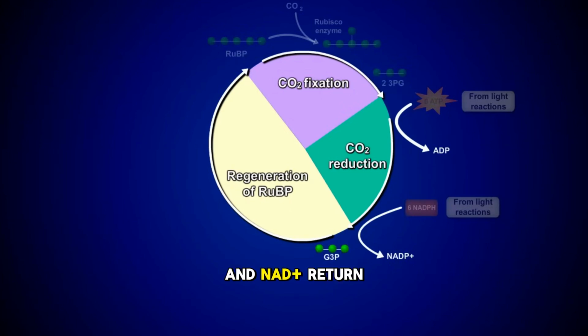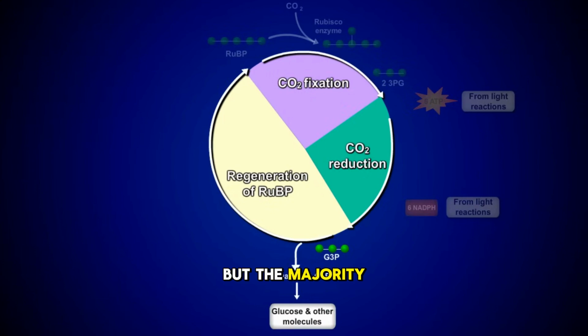ADP and NADP+ return to the thylakoids to be converted back to ATP and NADPH with the light reactions. One of the G3P molecules is set aside as a building block for glucose, with the majority of the G3P molecules moving forward into the third phase of the Calvin cycle.